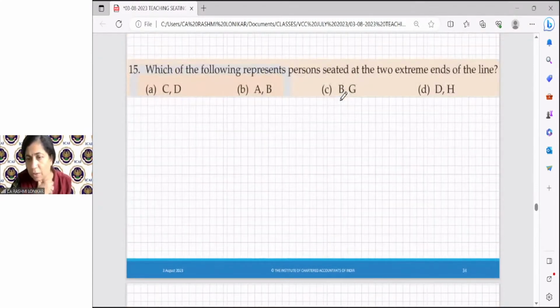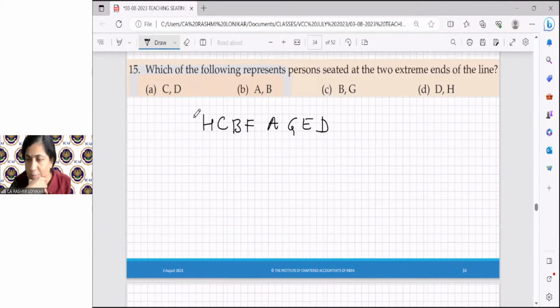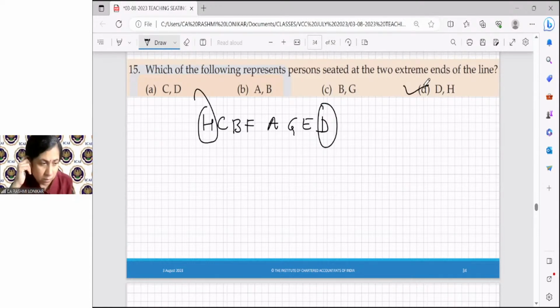15. Who among the following represents persons seated at the two extreme ends of the line? So what is my arrangement? H, C, B, F, A, G, E, D. Who are sitting at the extreme ends? H and D. So D will be the correct answer.